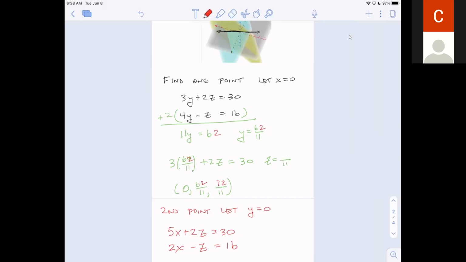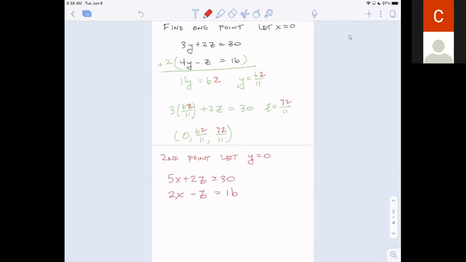So let's try to get this right this time. I'll take the same approach, multiply this by 2. So I have 5x plus 4x, which is 9x. I have 2z and negative 2z, which is gone. I have 32 and 30, which is 62. So x is 62 over 9.